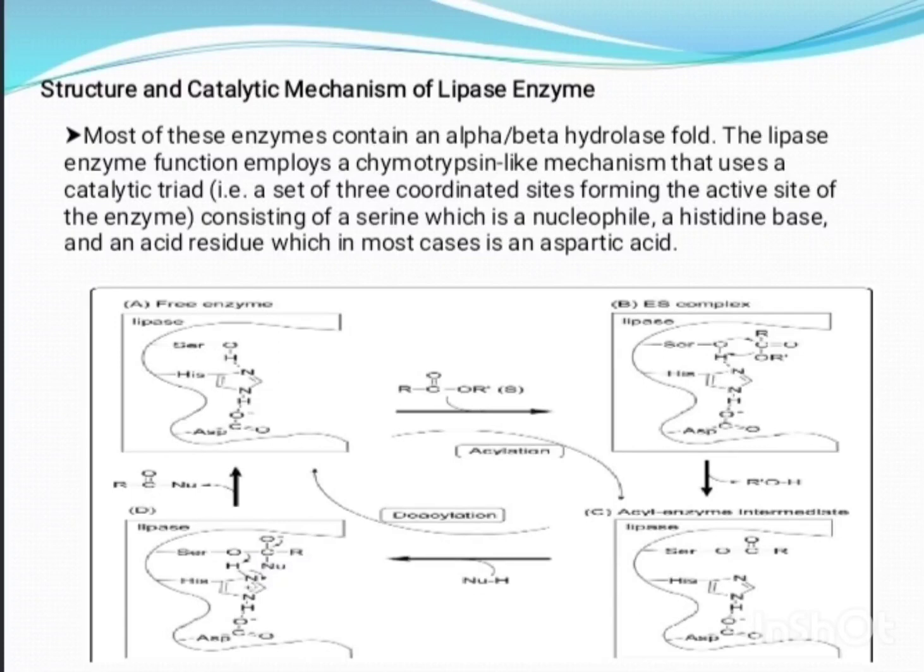A diverse array of genetically distinct lipase enzymes are found in nature, and they represent several types of protein folds and catalytic mechanisms. However, most of the enzymes are built on the alpha/beta hydrolase fold and employ a chymotrypsin-like hydrolysis mechanism, usually done by a catalytic triad, which consists of a serine nucleophile, a histidine base, and an acid residue, usually aspartic acid. The mechanism is done as shown in the figure.